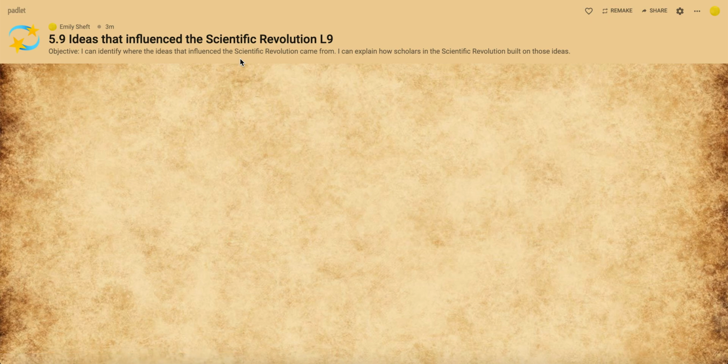Ideas that influence the scientific revolution. Following directions, we open the Padlet link, we watch the mini lesson, which is what you're just getting started on right now. You review the sources and then you answer the questions in the Padlet. So let's get started by going to the Padlet.